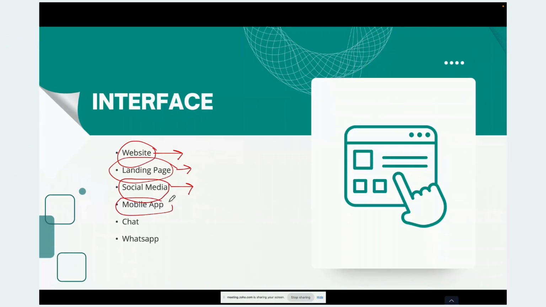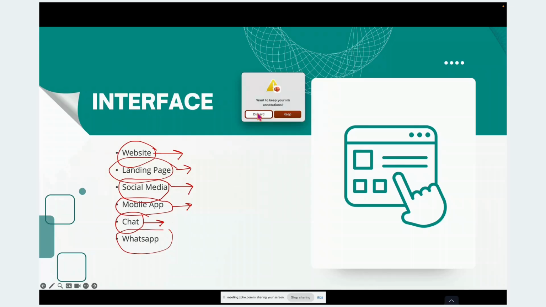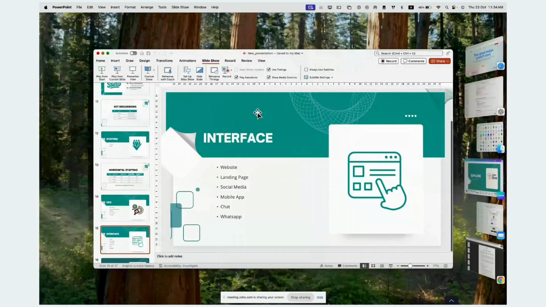Mobile application, obviously, the whole Zoho CRM is available on web also, on mobile also. Your team can access the mobile application very easily. Chat is available. You can do a lot of things with chat, create bot, create some process. WhatsApp is also available. So all these interfaces are available. And now let's see the demo.